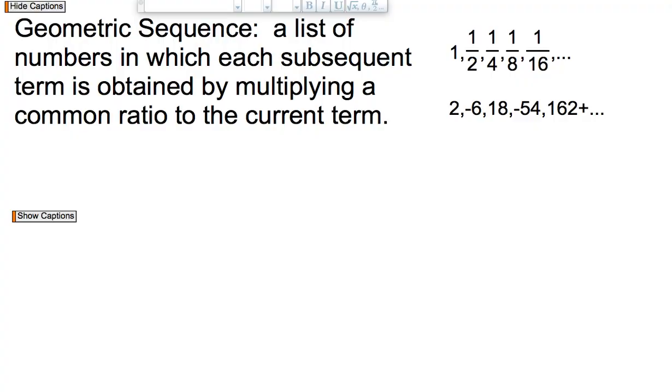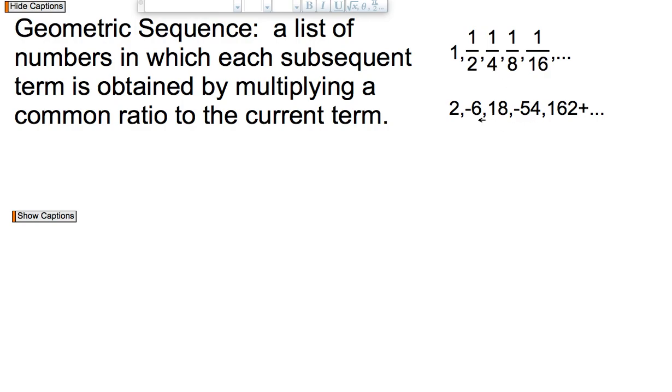Remember, a geometric sequence is a list of numbers in which each subsequent term is obtained by multiplying the current term by a common ratio. So in my first example here, what number am I multiplying by 1 to get 1/2? I'm multiplying by 1/2. If I multiply 1/2 by 1/2, I get 1/4. And if I multiply 1/4 by 1/2, I get 1/8, and so on. This would be a geometric sequence.